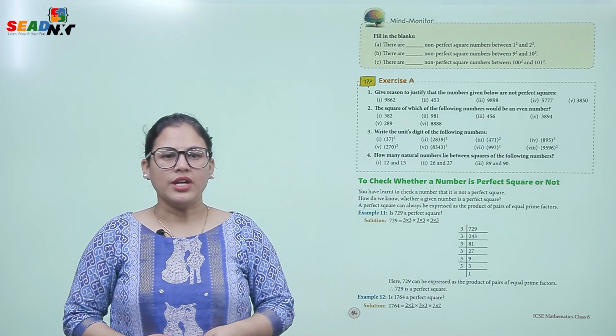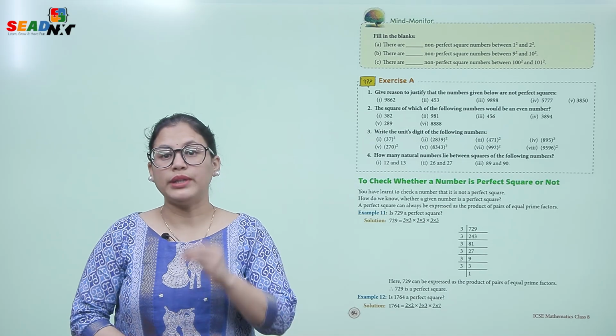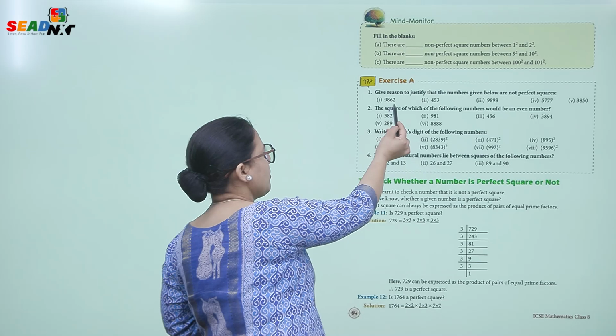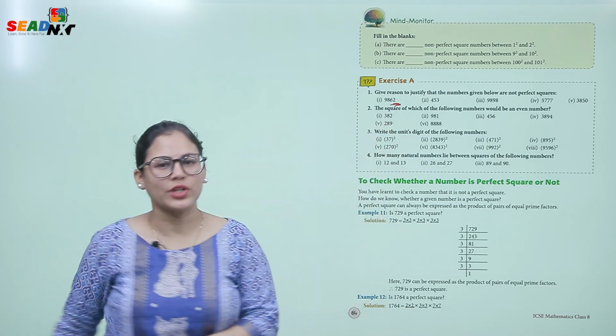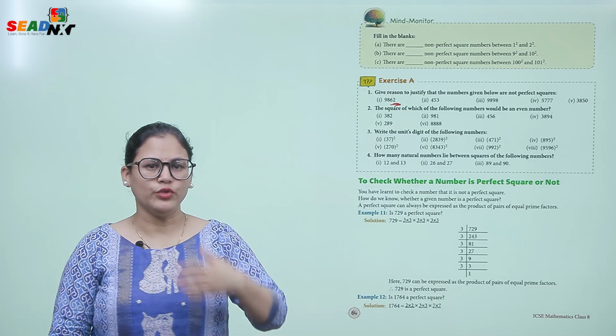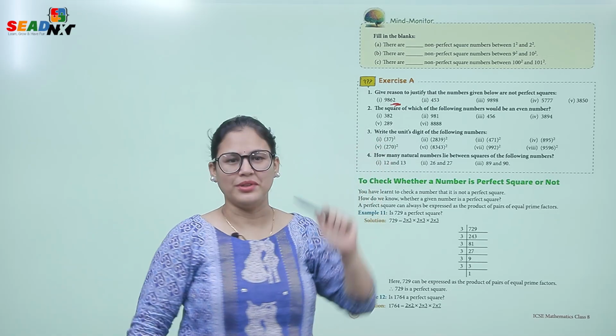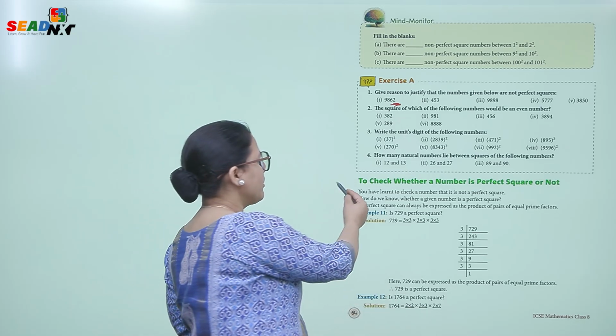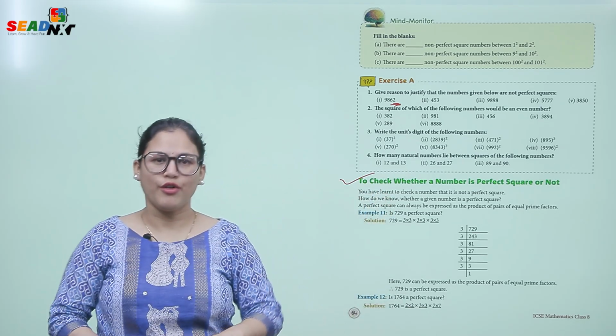Exercise A. Give reason to justify that the numbers given below are not perfect squares. Okay, you have to give the reason. See, this number ends with 2. Your 2 is at unit place, so this is not a perfect square. Okay. Similarly, you will give examples for other numbers also.